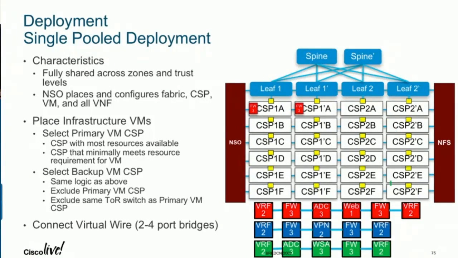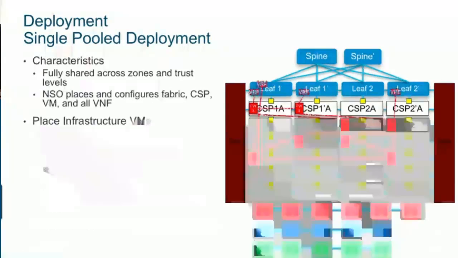The backup firewall: most available that minimally meets the requirements, not on the same CSP as the primary, not on the same top of rack switch as the primary. And top of rack switch information is available from the CSP, both through the CLI and through API. So LLDP is provided, so you can make sure you're not dropping it on the same top of rack switch. Right? Anti-affinity logic. So I just keep applying that same logic every time I drop a VM in.